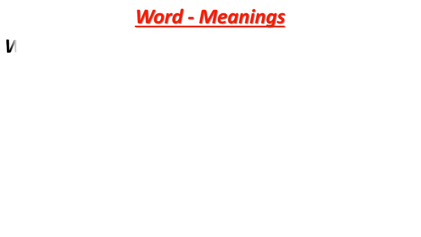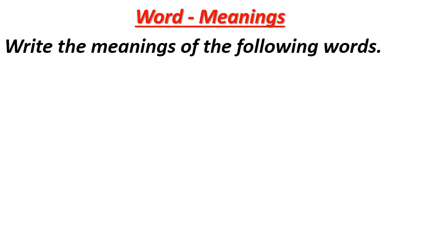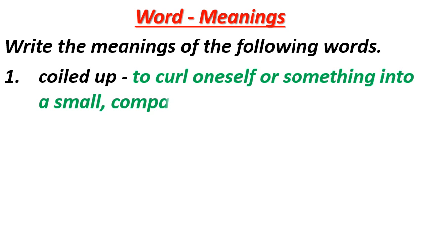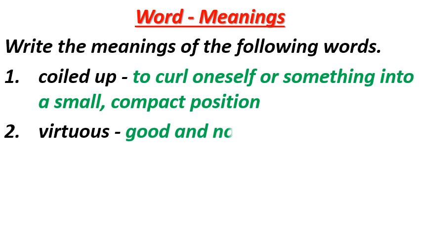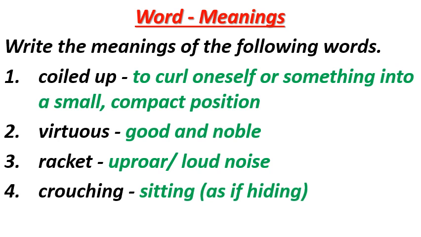Students, let us discuss word meanings in detail. Write the meanings of the following words. Number 1, coiled up means to curl oneself or something into a small or compact position. Number 2 is virtuous, means good and noble. Number 3 is racket, means uproar or loud noise. Number 4 is crouching, means sitting as if hiding. Number 5 is treasury, means wealth.